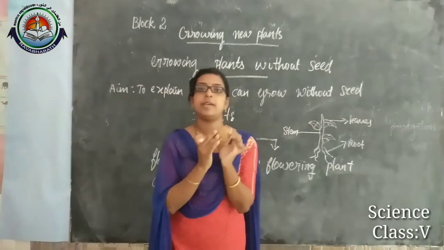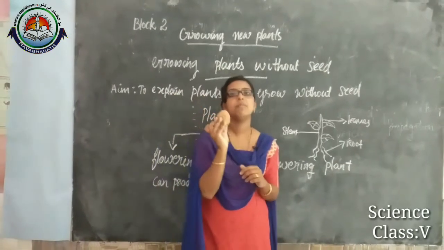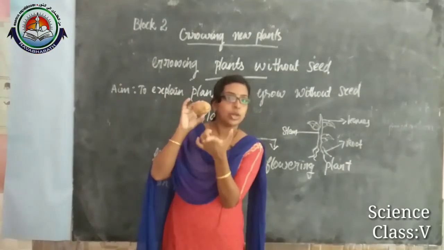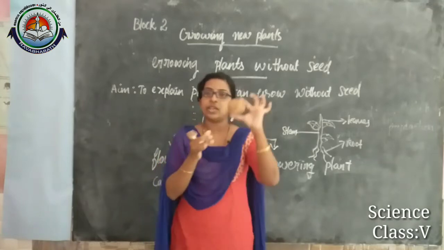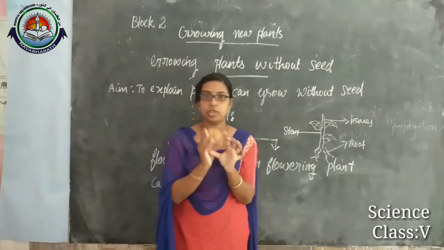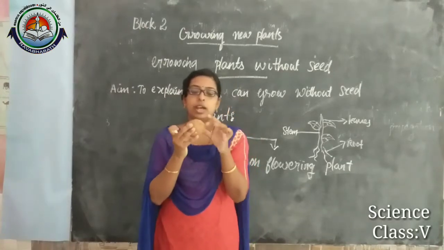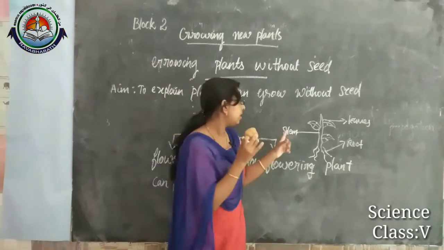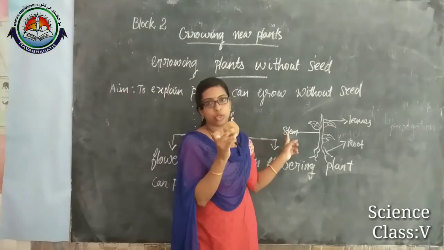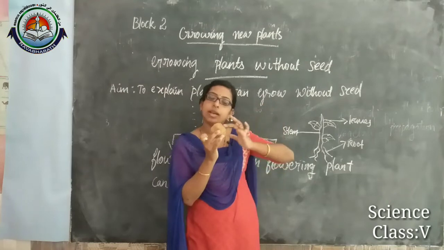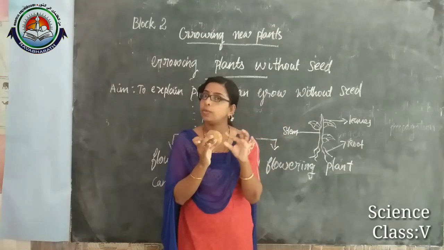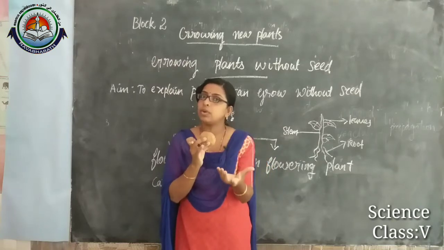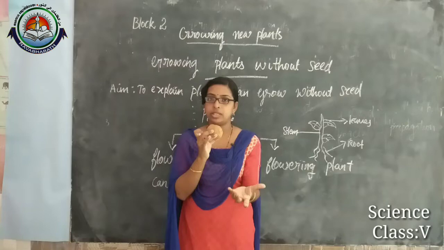Yes, it's stem. Actually this is the stem of the potato, and from the stem they can produce a new plant. If we consider this potato, it's not a seed, right? This potato is actually the stem of a potato plant. So this stem contains eyes or buds. From these eyes or buds, it can again produce new plants.